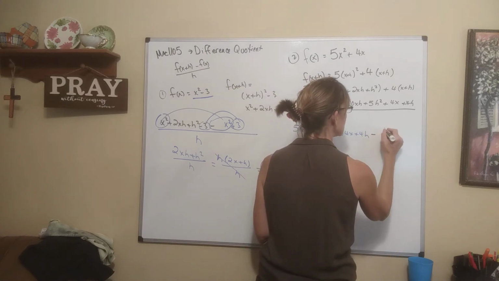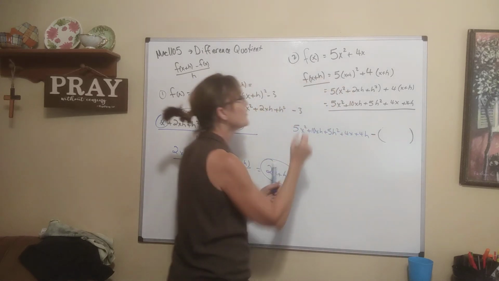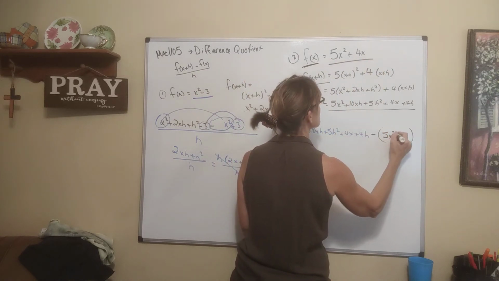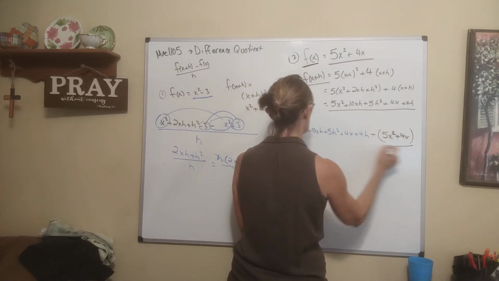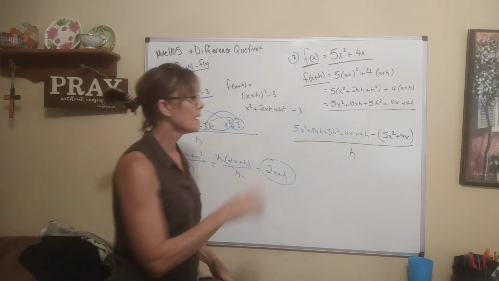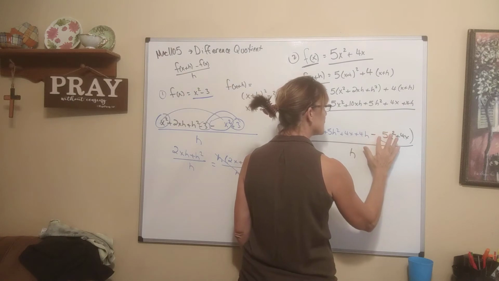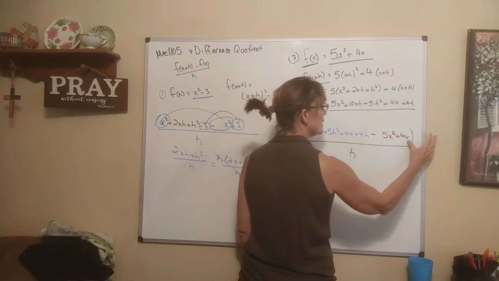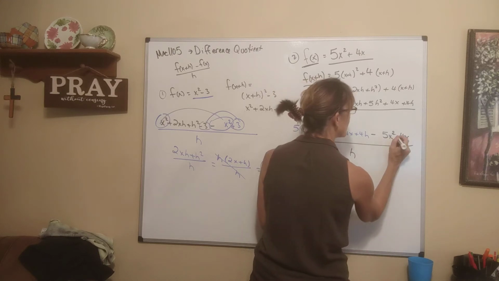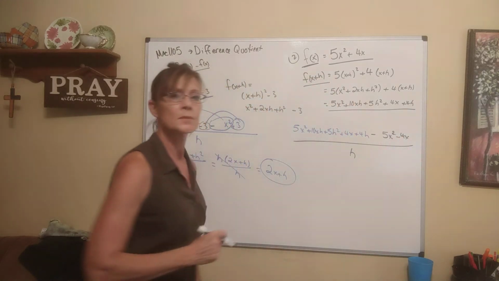What is f of x? I'm going to subtract the whole thing. f of x is what they gave me, right here: 5x squared plus 4x, all over h. Okay, now let's distribute that negative. Negative 1 times 5x squared is negative 5x squared. Negative 1 times 4x becomes a negative 4x. Let's collect like terms in the numerator.